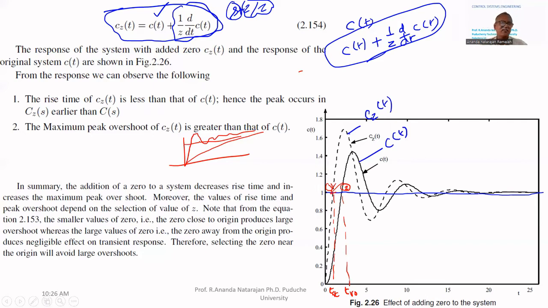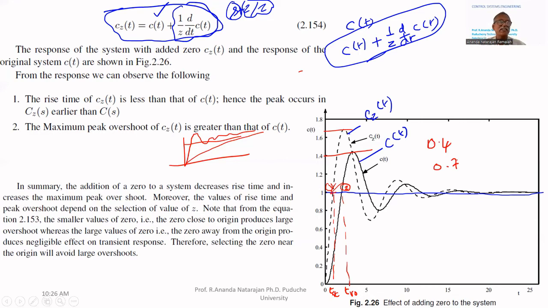But oscillatory, this compensated system quickly reaches the final value the first time. That is, rise time is reduced. Smart system. So if you add a 0, the system becomes smart. What is the drawback here? Overshoot is more. Notice that the overshoot for the original system is this much. Overshoot is increased to 1.7. Overshoot earlier is 1.4 only, that is 0.4. Now 0.7. Large overshoot.